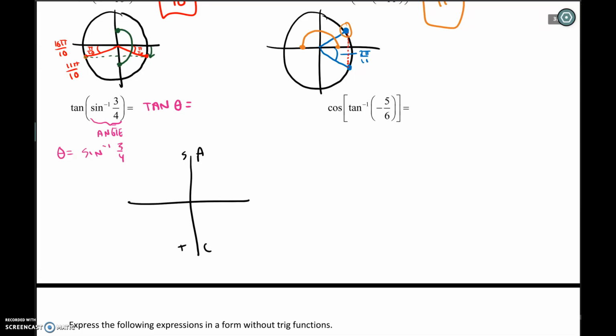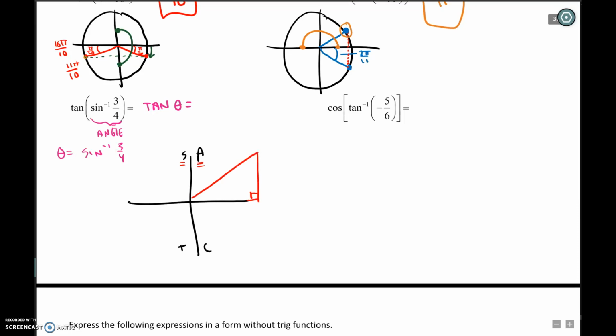So let's figure out what quadrant it's in. So the ratio is positive, and I'm taking the inverse sine. So the inverse sine is always going to give you an angle in these two quadrants. And if the ratio is positive, it's going to be in this quadrant or this quadrant. Well, the inverse sine has got to be in these two quadrants, and it's got to be positive, so it's got to be in a first quadrant angle. So I'm going to draw a first quadrant triangle.